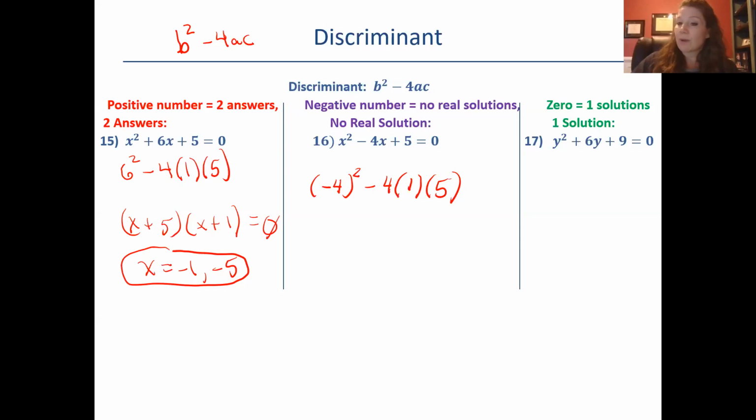Well, that means under the radical, I would have a negative number. And we've already discussed that you can't have the square root of a negative number. It is a non-real number. Okay? And we don't have to do anything else. If it said, what is the solution? We don't have to come up with any solution because the solution is a non-real number.